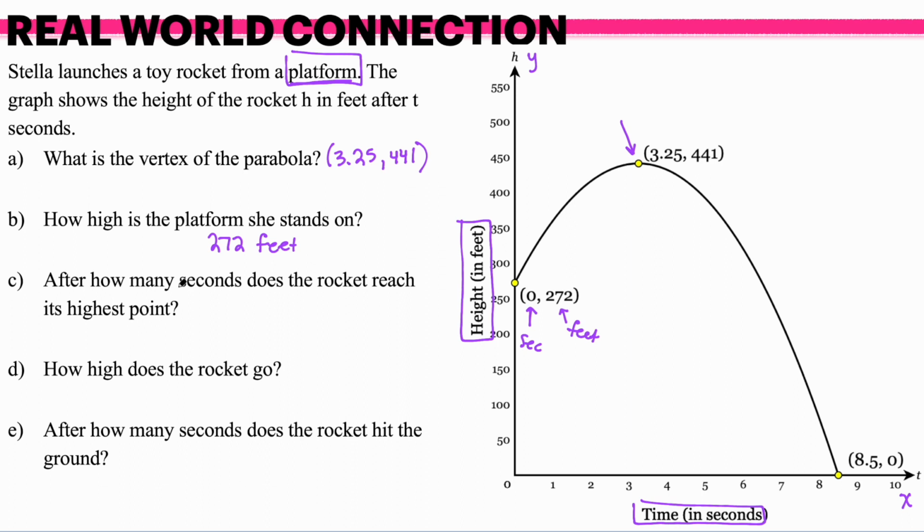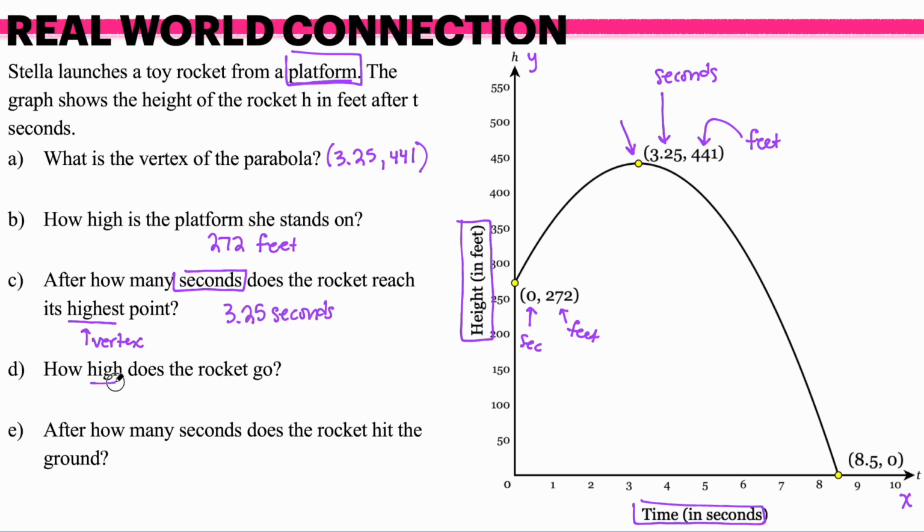Now it asks after how many seconds, so we're looking for the x value, seconds, does the rocket reach its highest point? Highest point is again dealing with the vertex. So go to the vertex, and they want to know how many seconds it took to get there. Don't forget the x value, the horizontal value, is dealing with seconds. And the second value, the y value in this case, is dealing with height, which is feet. It happened at 3.25 seconds.